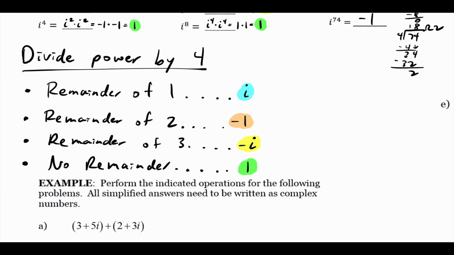Okay, so use your newfound rule to do this one. i to the, let's say, 99. What would i to the 99 power be? i to the 99th power. I'll give you a hint. It's either A, B, C, or D. Blue, orange, yellow, or green.